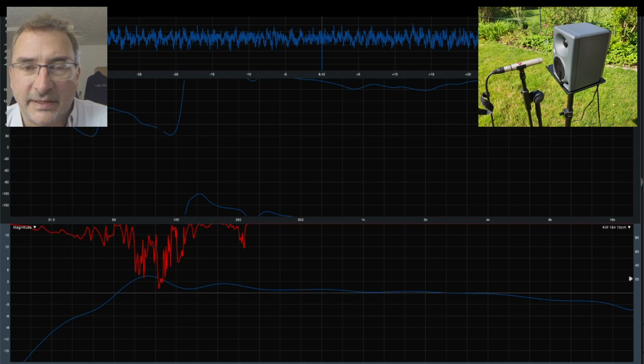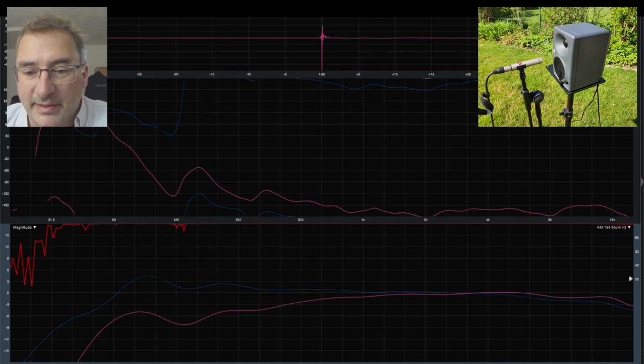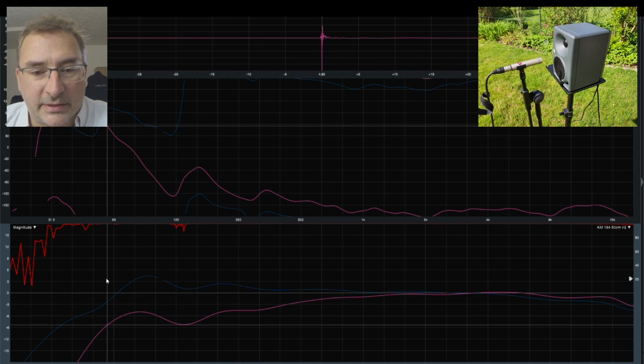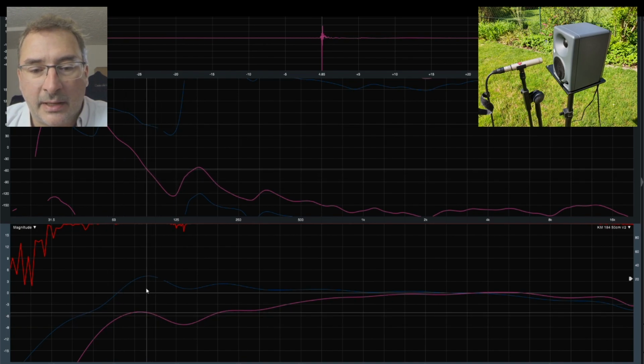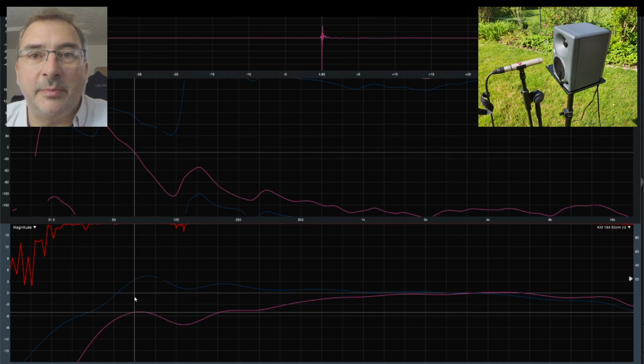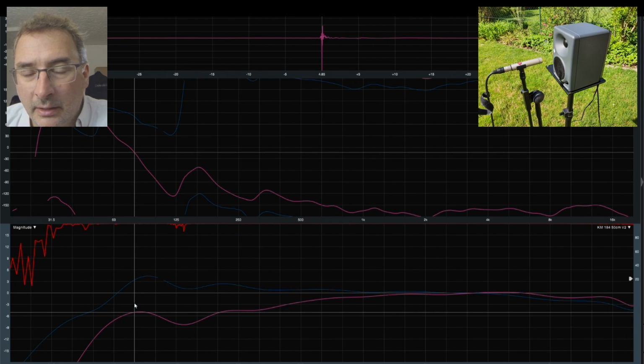Now we have a distance of 8 to 10 centimeters from the microphone to the loudspeaker, and we see a very clear rise in the low frequencies, especially when we compare it to the 50 centimeters line, which is this one. So at 80 hertz, we have more or less an 8 to 10 dB rise of the low frequencies. That's the proximity effect.